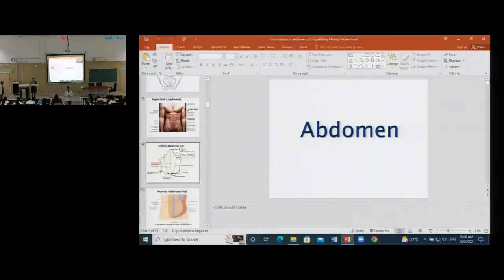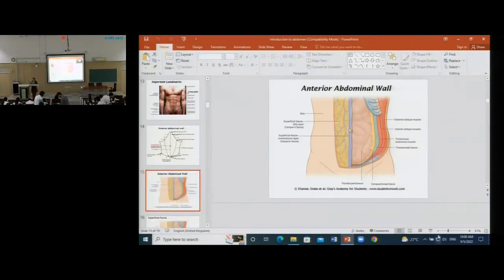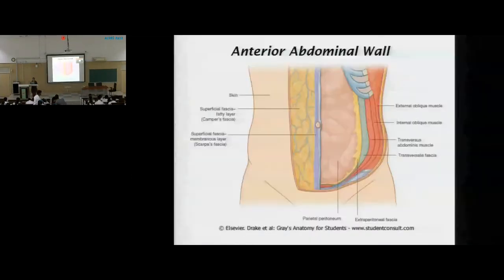Okay, we had done the layers of the abdominal wall. Can any one of you stand up and tell me the layers of the abdominal wall? We are talking of the anterior abdominal wall. There is an anterior and a posterior abdominal wall. There is a wall on the posterior side also, but right now we will only talk about the anterior abdominal wall. Yes, stand up.